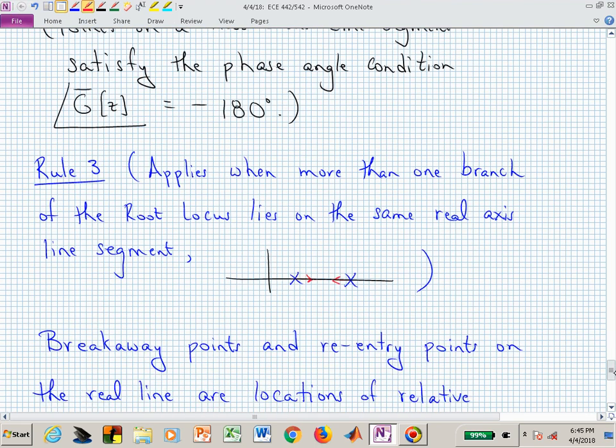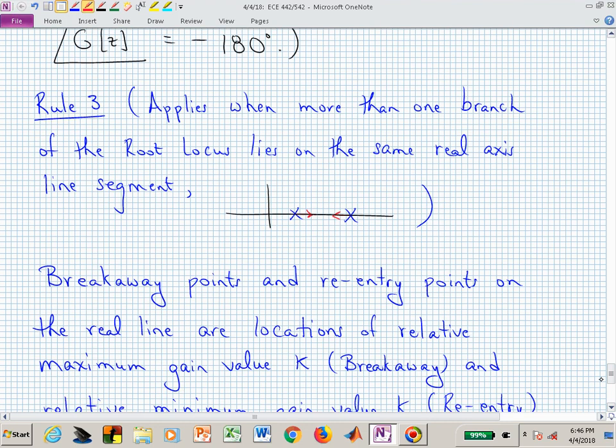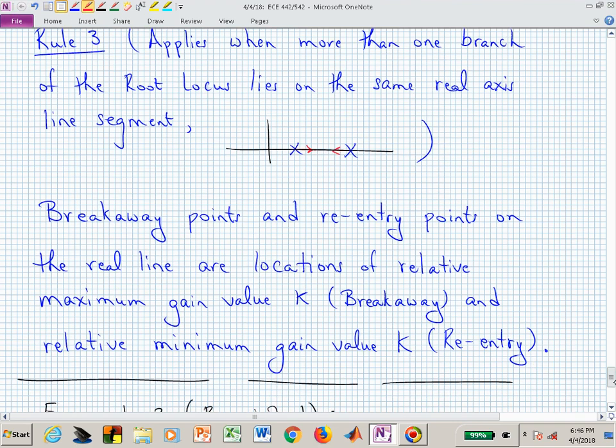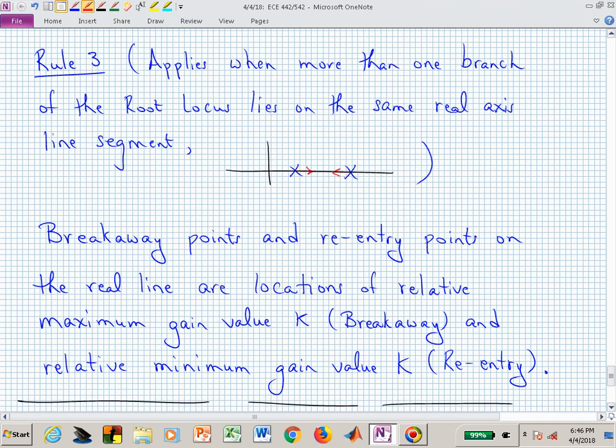Rule 3. This applies when more than one branch of the root locus lies on the same real axis line segment. Is that confusing? If I now have a line segment on the real axis between poles and zeros, and it's on the root locus, then I have two branches. Here I have two poles. What are they going to do? I'm going to have a breakaway point between those two poles. And it could be that I had some other behavior, some zeros, and I might have a re-entry point.